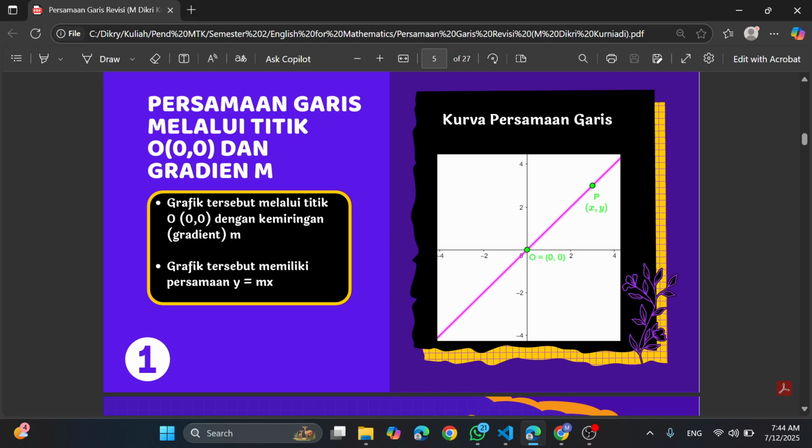First, the equation of a line passing through the origin, point 0, 0 and a slope m or a gradient m. The graph passing through the origin, 0, 0 with slope, gradient m, has the equation y equals m times x. You can see the curve. This is a curve of a linear equation with the origin point.